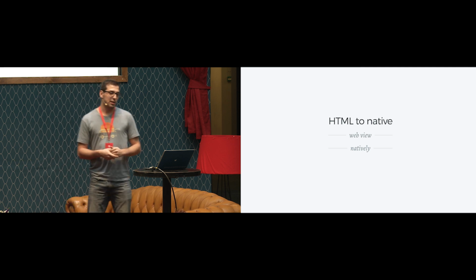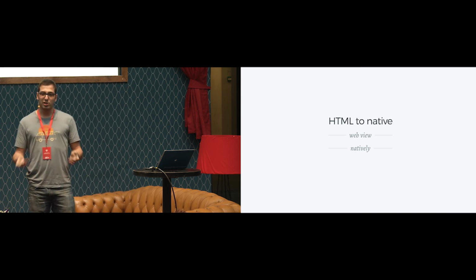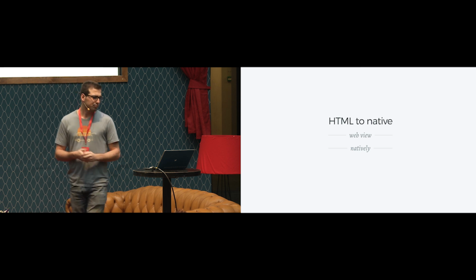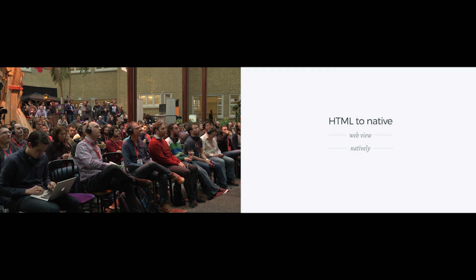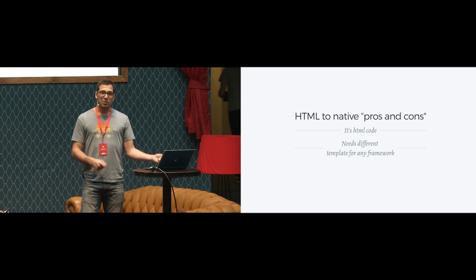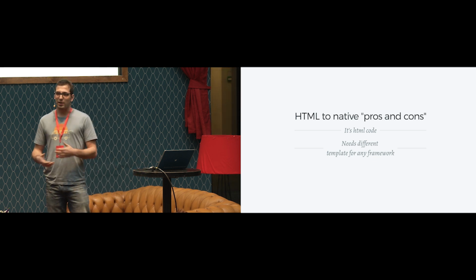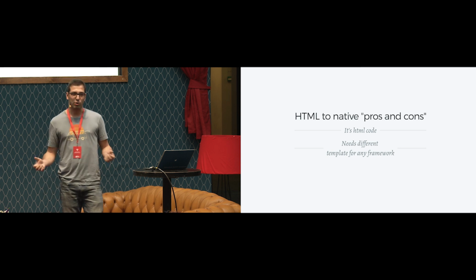We have a few cases, like with the web view, PhoneGap or Ionic, that help us write HTML code and render it on different platforms. And recently we have other native stuff like NativeScript or React Native that also help us write code for other different platforms. The pro is we can use a language that is very simple for us, like HTML. The con is that it needs a different template for any framework. So you still write in HTML, but most of the time you have to adjust or readapt it for the framework or the client that you are using.